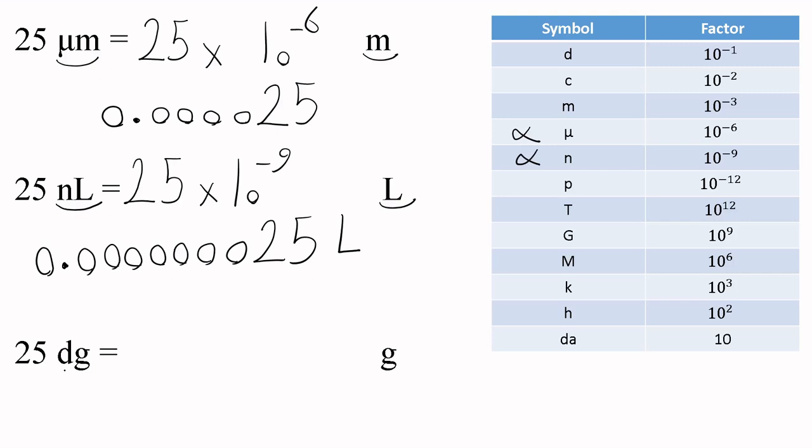We have 25 dg. Is d deci or deca? I told you deca is da and deci is d. So it is deci. And the factor is 10 to the power of -1. So we must write 25 times 10 to the power of -1 grams. Or I can write it as 2.5.